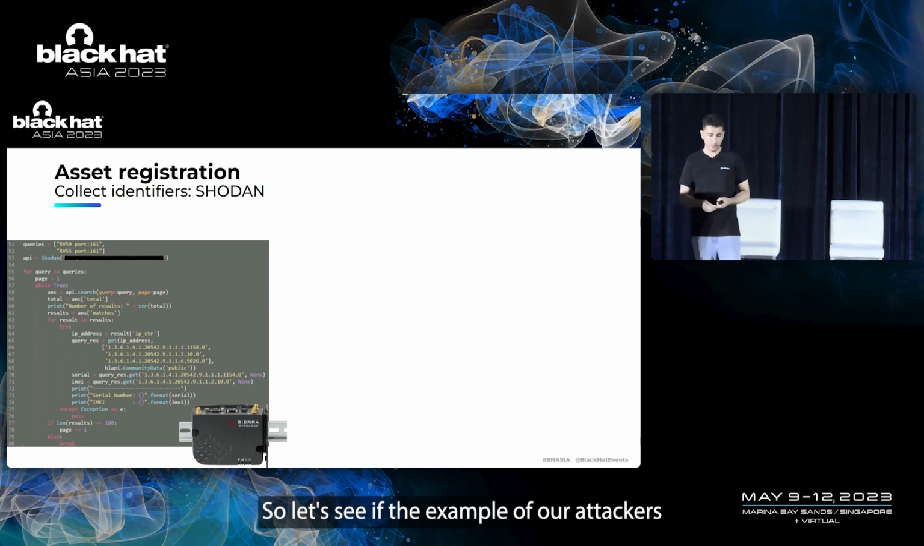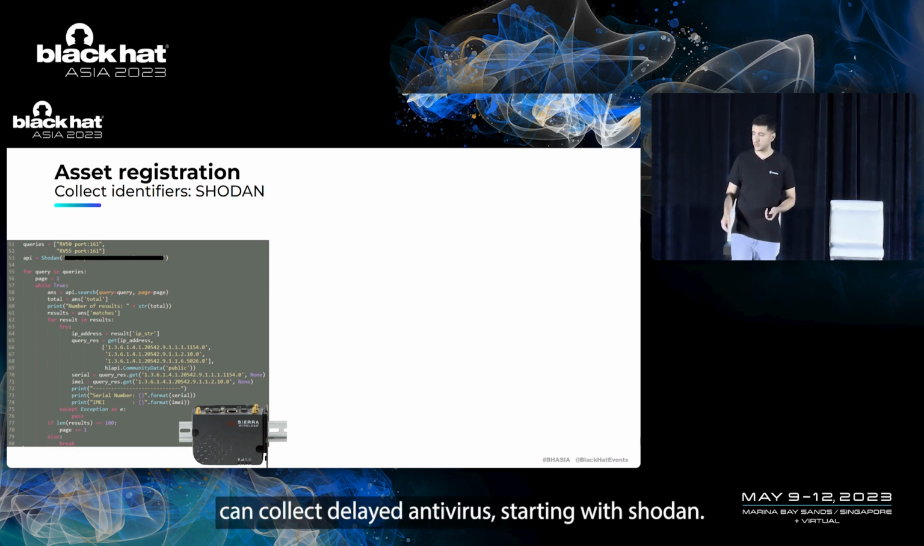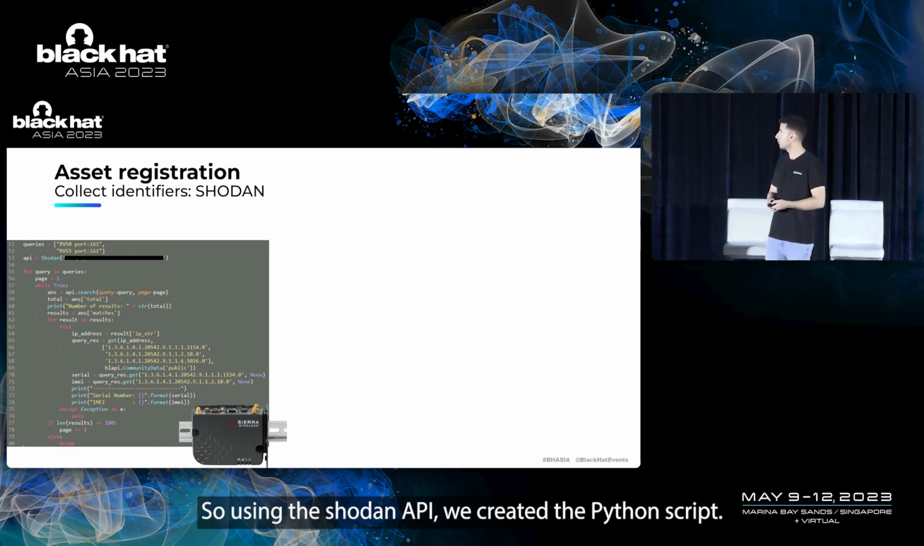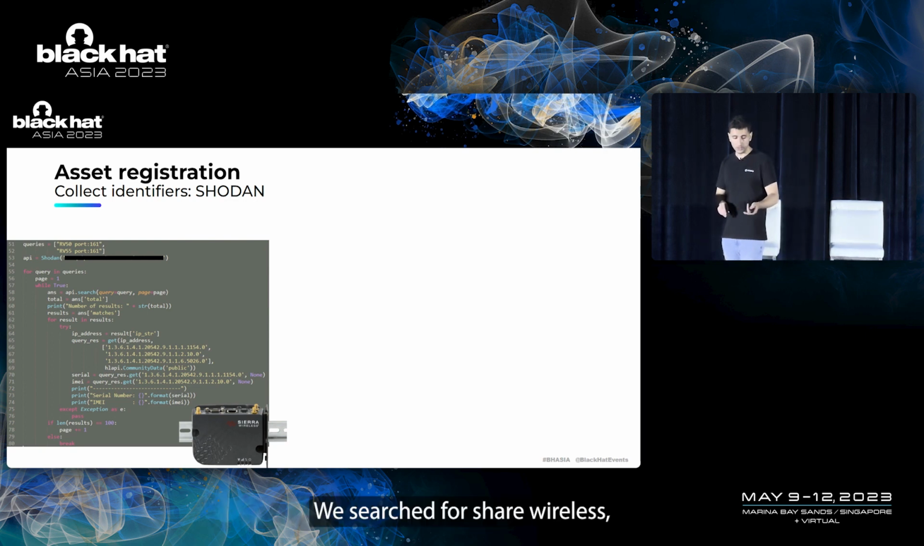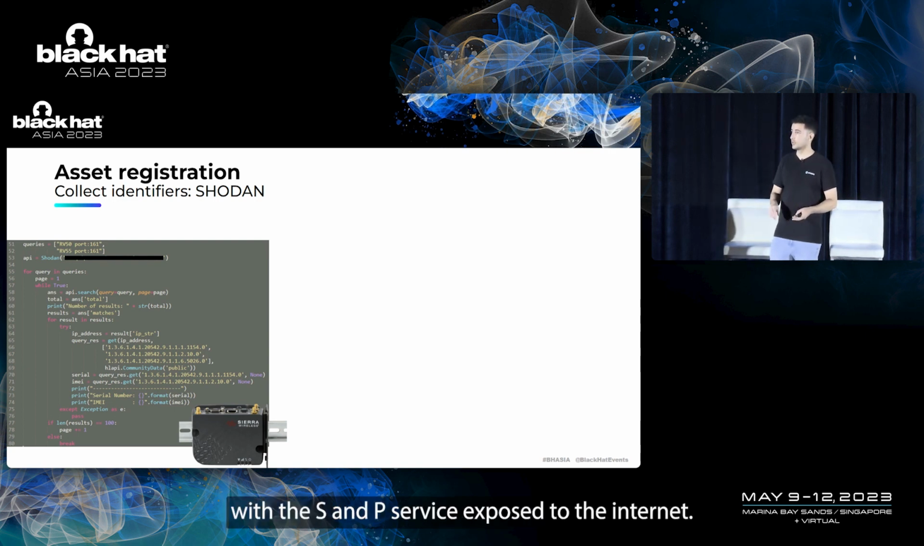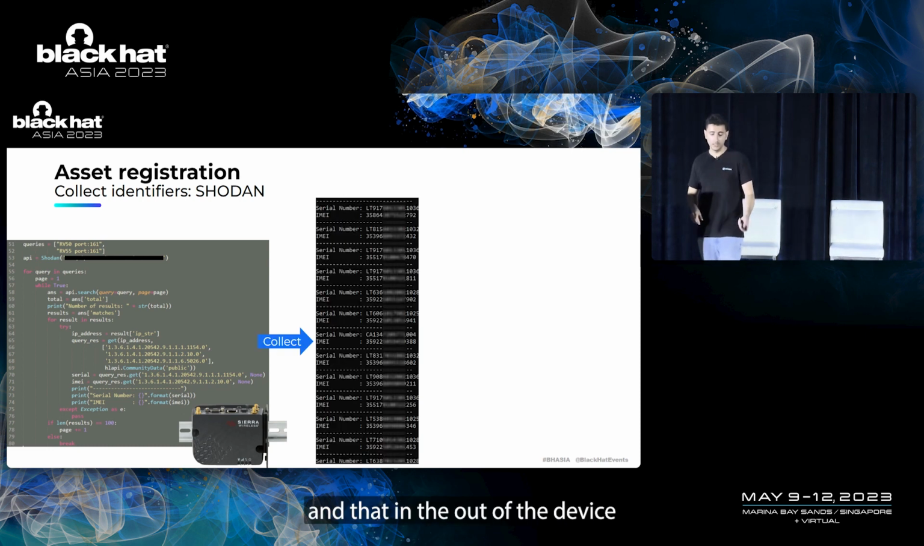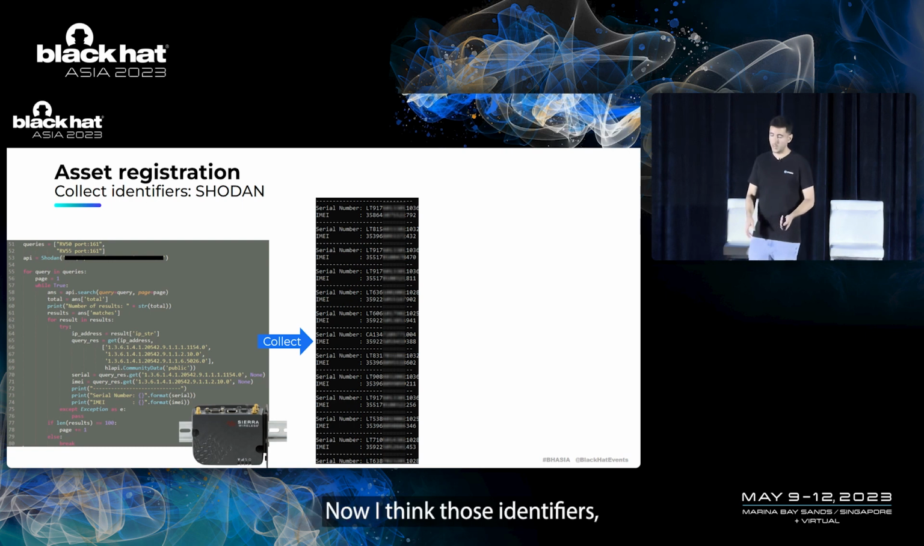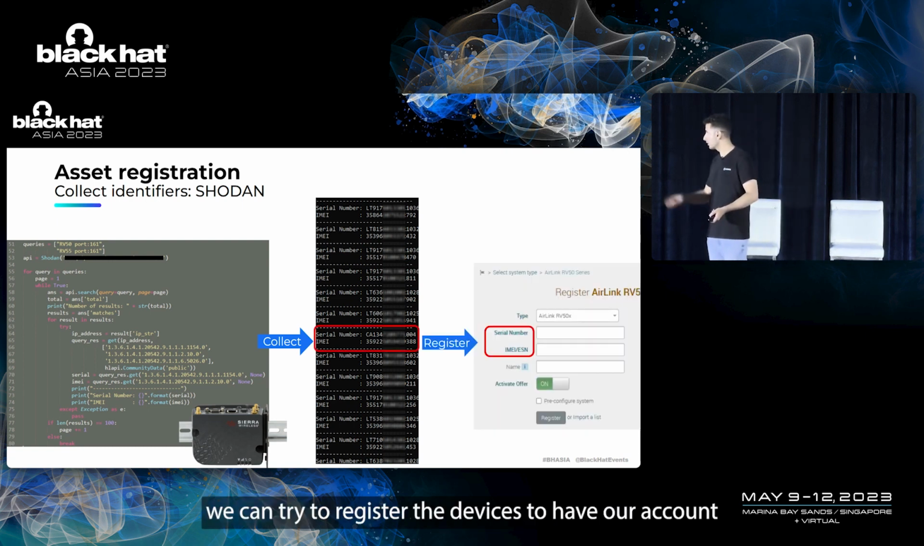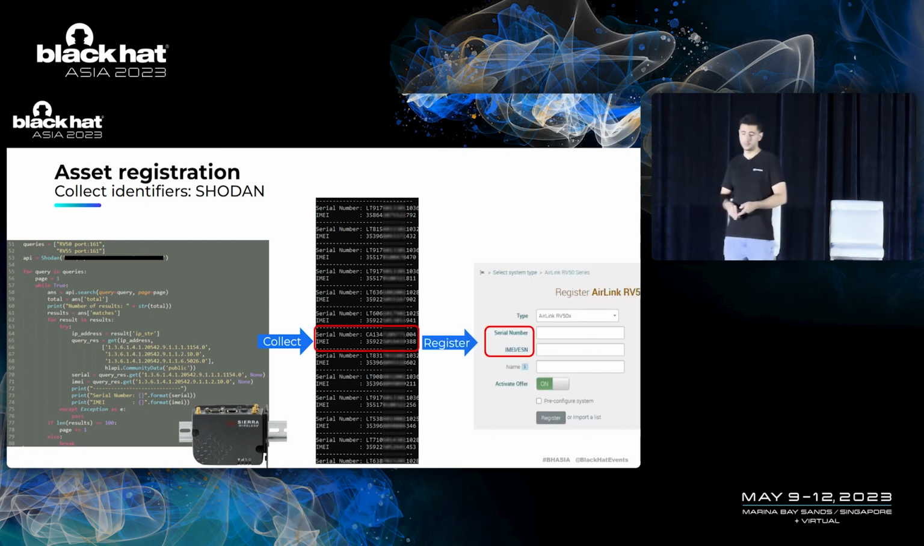So let's see a few examples of how attackers can collect those identifiers, starting with Shodan. Using the Shodan API, we created a Python script. We searched for Sierra Wireless industrial cellular routers and gateways with the SNMP service exposed to the internet. And we queried, using SNMP, the serial number and the IMEI of the device. Here you can see some of the results. Now, having those identifiers, we can try to register the devices to our account.